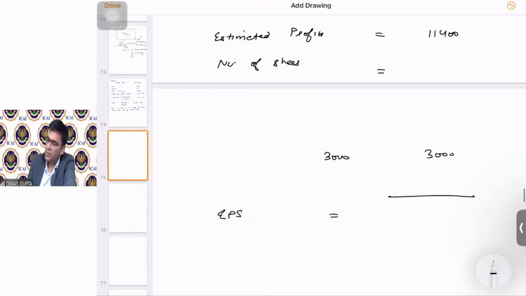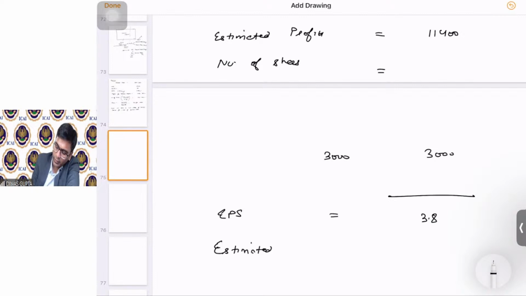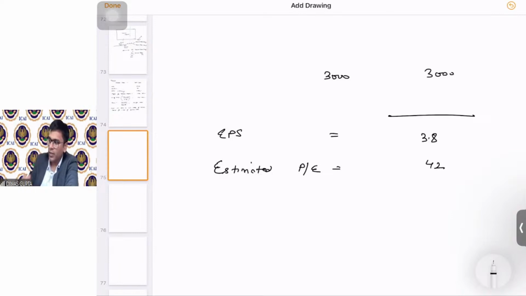So this becomes 11,400 divided by 3,000, which is 3.8. And hence the estimated PE ratio is how much? 42, right? For FMCG. So 42 into 3.8 is the MPS. Market price per share is 3.8 into 42, right? So this is actually 159.60.